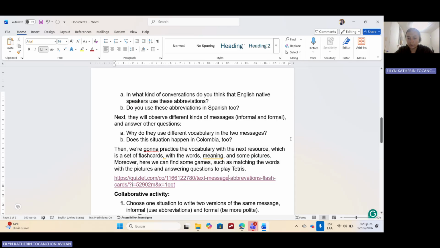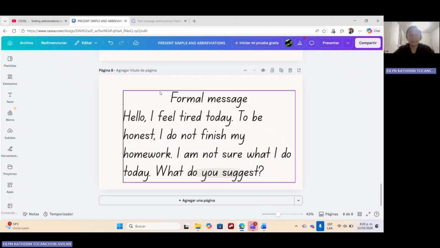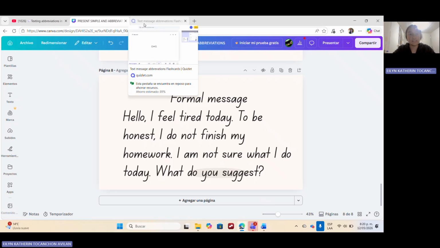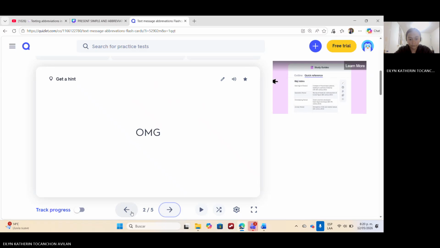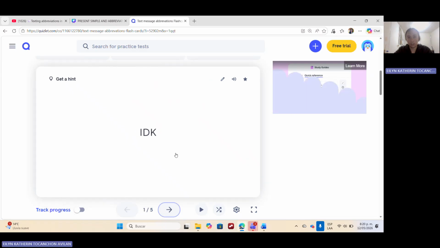Okay, so according to this reflection, we're going to analyze this topic more. To practice and remember the abbreviations, we're going to watch a set of flashcards with the vocabulary first. There are 5. We want to start with "I don't know."